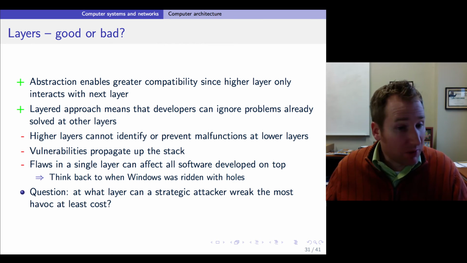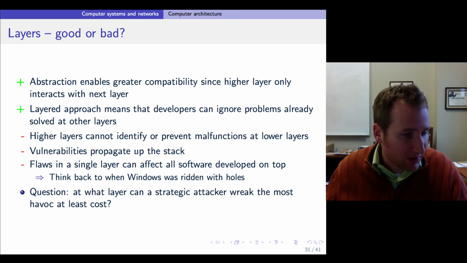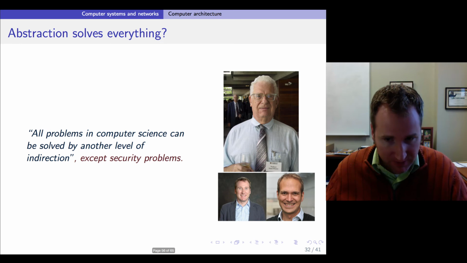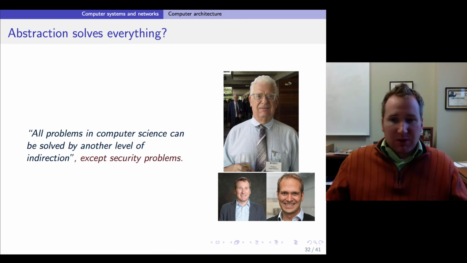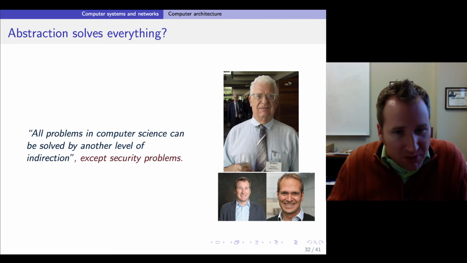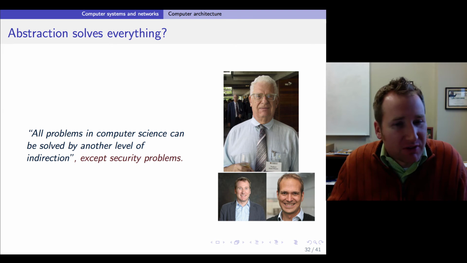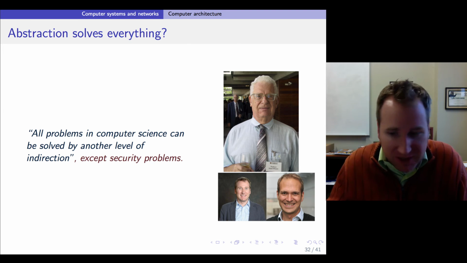So one way to think about this is to say, well, what layer can a strategic attacker wreak the most havoc at the least cost? So we'll make an amendment to Professor Wheeler's famous quote by saying, all problems in computer science can be solved by another layer of indirection, except security problems. In fact, those are magnified.